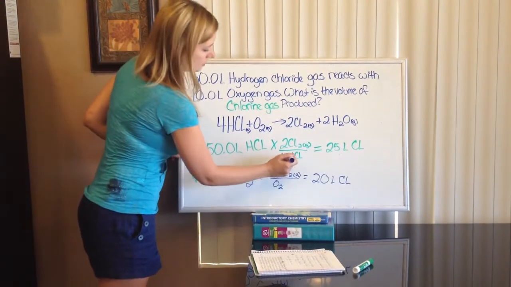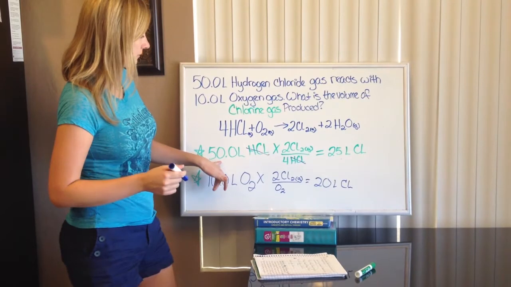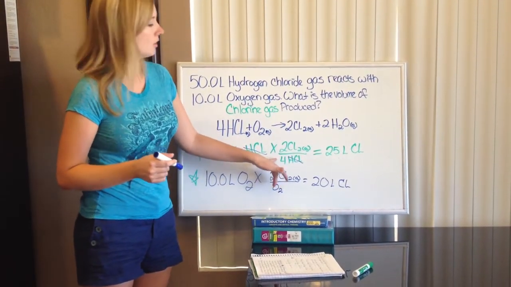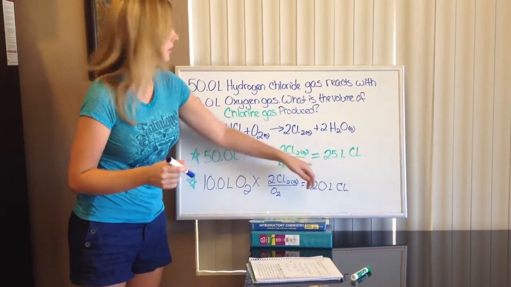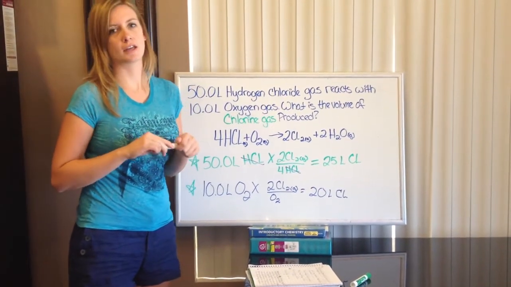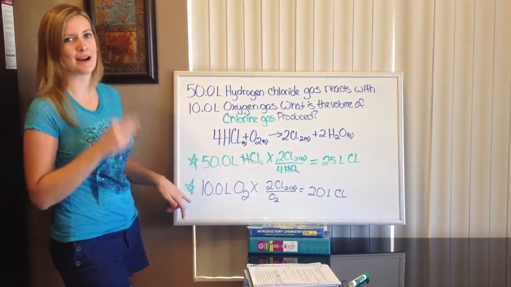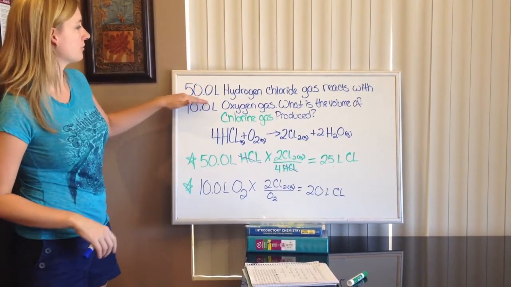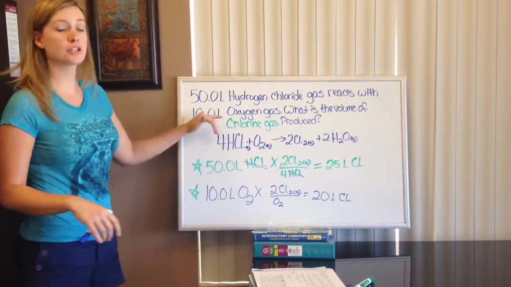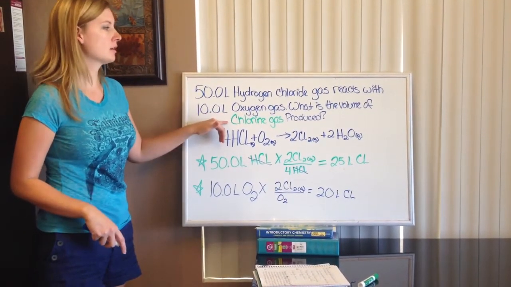So the HCl's are going to cross out, and now you're left with the Cl2. So you're going to multiply 50 liters times 2 over 4, which is basically half, and that's going to leave you with 25 liters of chlorine gas produced. So you're not done yet. After we've done that, you have to go down to the second part. Now you know you've converted your hydrogen chloride gas to chlorine gas, but now you need to find out how much chlorine gas the 10 liters of oxygen gas will produce.